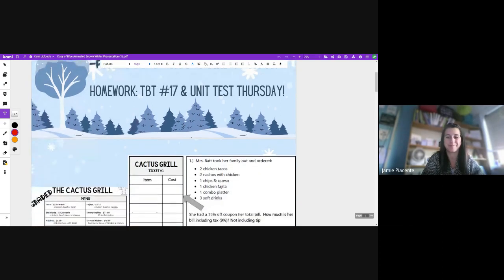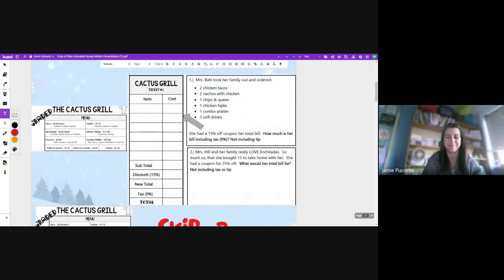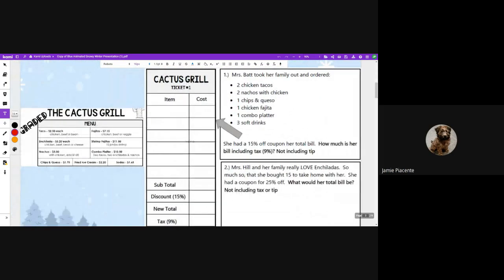Okay, so this is our graded sheet, even though it's not graded. So what I want you to do, number 1 says, Mrs. Bat took her family out and ordered 2 chicken nachos, 2 nachos with chicken, 1 chips and queso. So here's what she ordered. I want you to fill in all the items right now. I'm going to do the same thing, but you go ahead, find the cost. We have our menu and the cost over to the side. So you go ahead, try to find the cost for total.